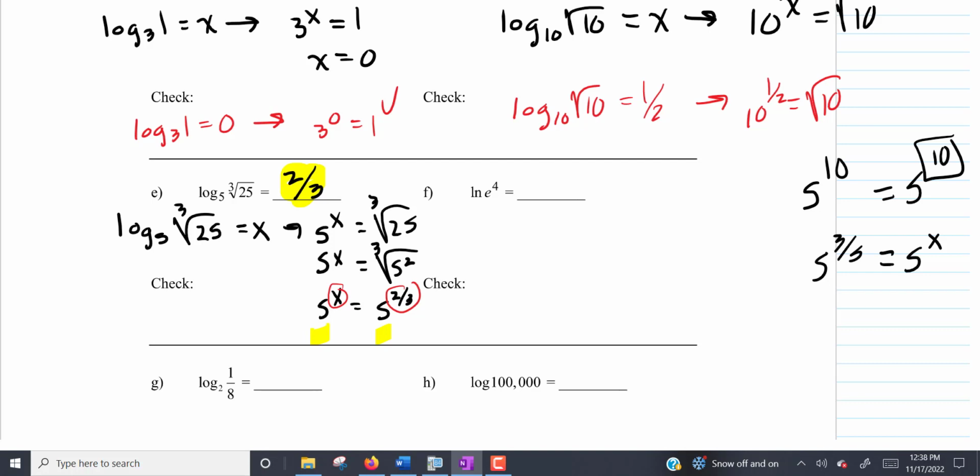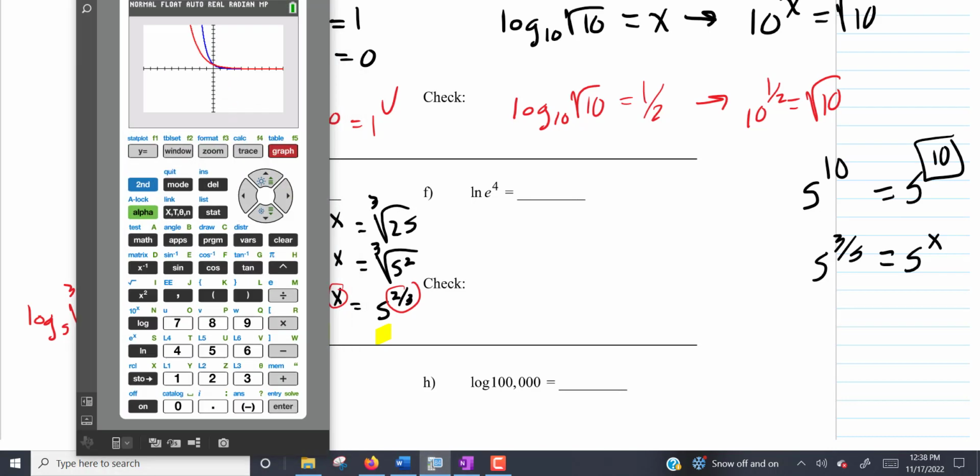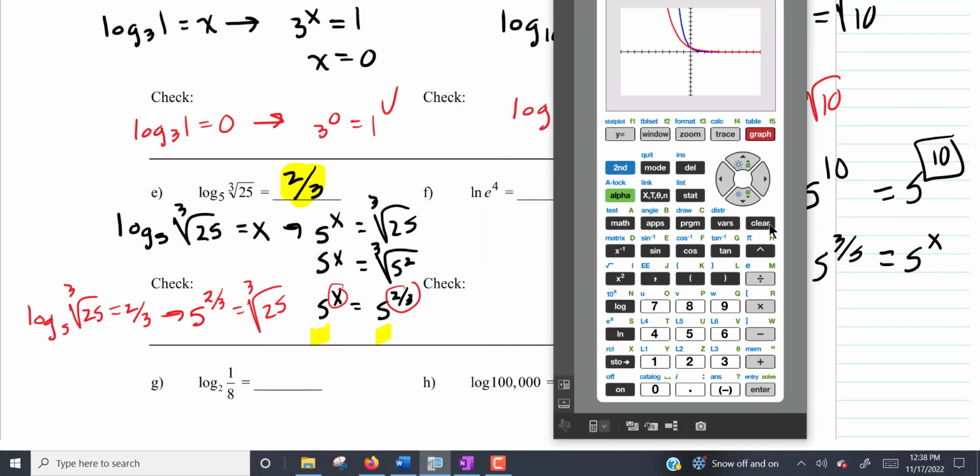Okay, all right. Now we'll check this one on the calculator. I think that would be a good way to show you this. So we just showed that log base 5 of the cube root of 25 is equal to 2/3. So we need to prove that 5 to the 2/3 is the same thing as the cube root of 25. Let me just do this on a calculator. You can use a calculator when they get a little bit more tricky to do.